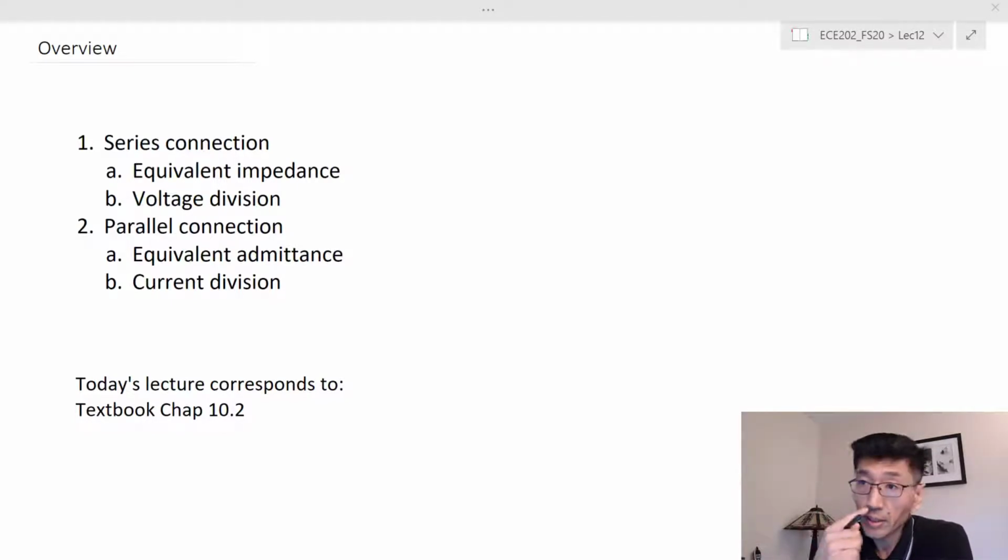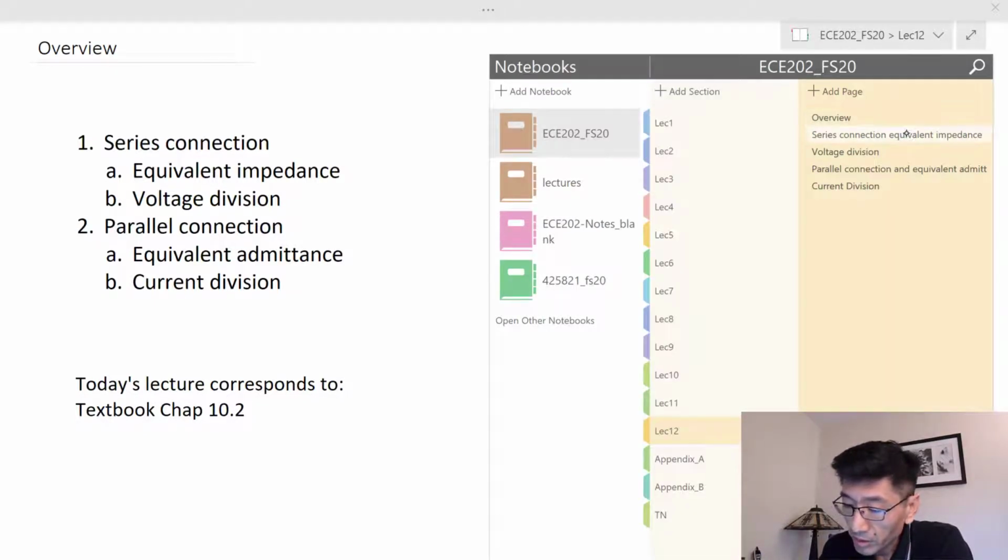And let's get started. As we did for the series and parallel connections in the phasor case, we're going to have 4 video clips. We'll talk about the series connection in 2 clips: one is for the equivalent impedance, and two is the voltage division associated with the series connection. For the parallel connection, we're going to look at the equivalent admittance, or the equivalent impedance if you want, and then the current division in the 4th clip. We're going to start with the series connection.